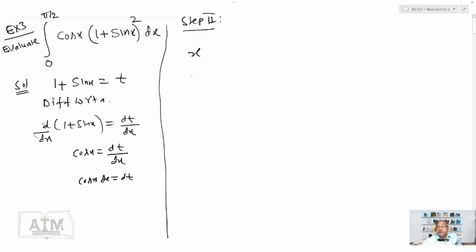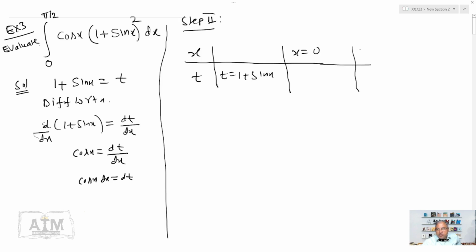So we are having here x, here we are having t, and t equals 1 plus sin x. And we are having x equals 0 and x equals pi by 2. So t equals 1 plus sin 0. Sin 0 is 0, therefore t equals 1. And t equals 1 plus sin pi by 2. Sin pi by 2 is 1, so 1 plus 1. Therefore t equals 2.